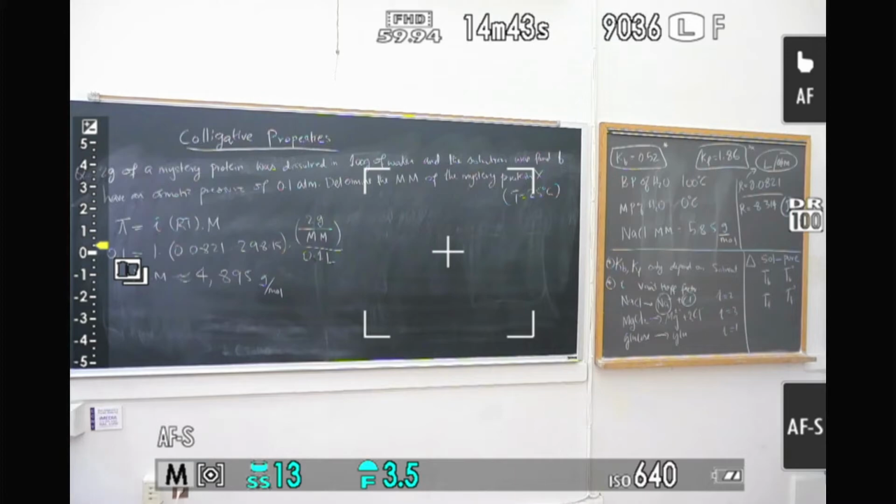Big, huge molar mass. It makes sense because proteins are very, very big. This is a usual mass for protein. They could go into the 10,000s, they can go into 100,000s. They're huge molecules.